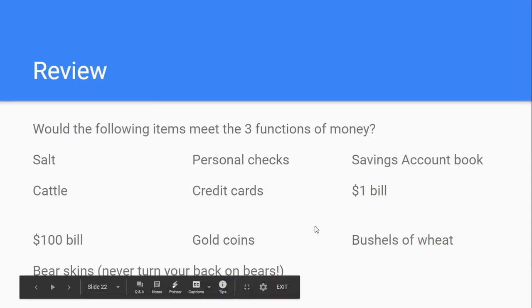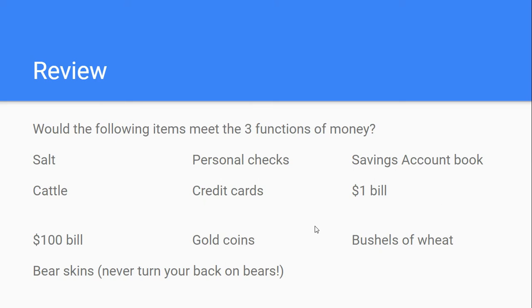Got a Dwight Schrute reference there in the bottom with bearskins. You never turn your back on bears, men you have wronged, or the dominant turkey during mating season. Good office reference there, but let's see.